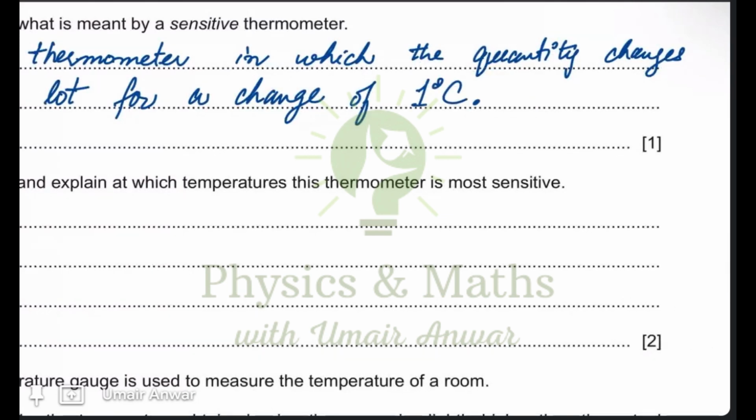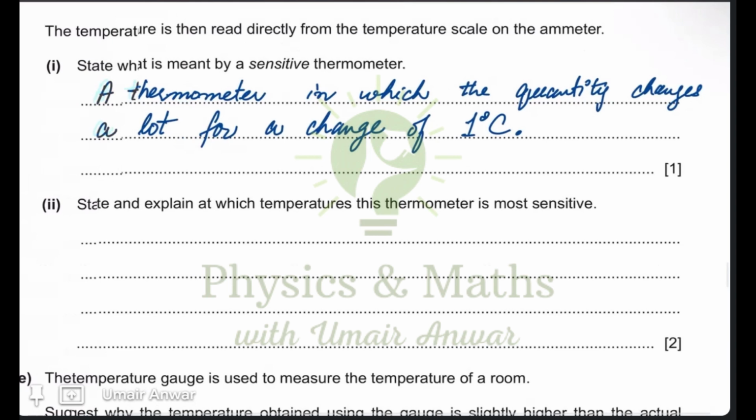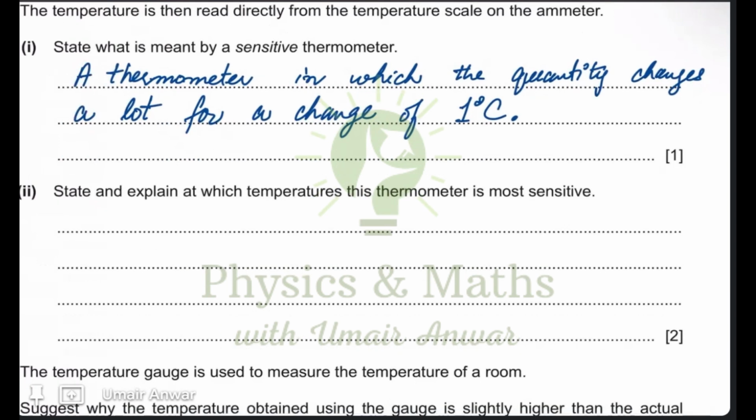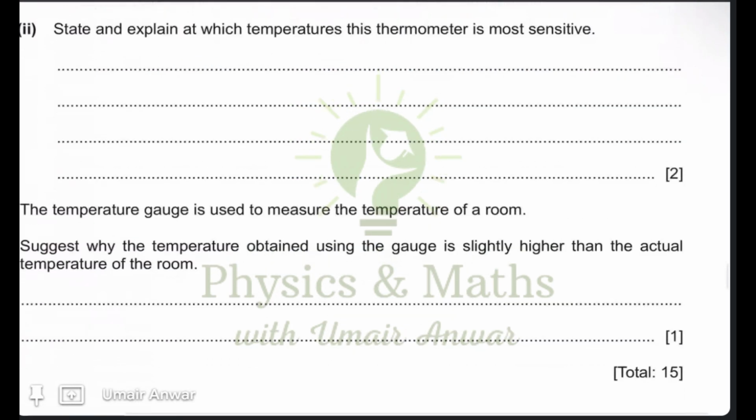So if the quantity or the liquid or the volume is changing considerably, and it is changing a lot for the temperature change, then the thermometer is called a sensitive thermometer. State and explain at which temperatures this thermometer is most sensitive.